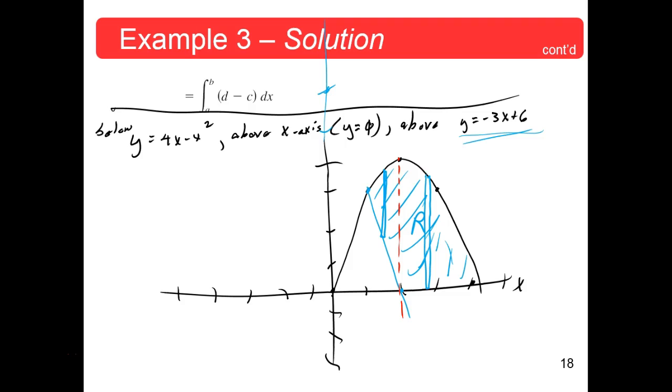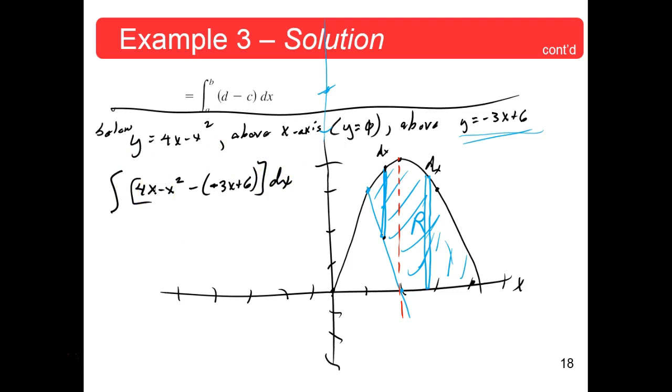So, let's do 2 integrals then. Let me go back to black this time. There we go. The first one, we're doing dx's in both cases, right? What is the length of that rectangle? It's going from the parabola up here down to the line right there, right? The width is dx. I'll get to that in a minute. So the parabola up there is 4x minus x squared minus a negative 3x plus 6. That's the length, and our width is dx.